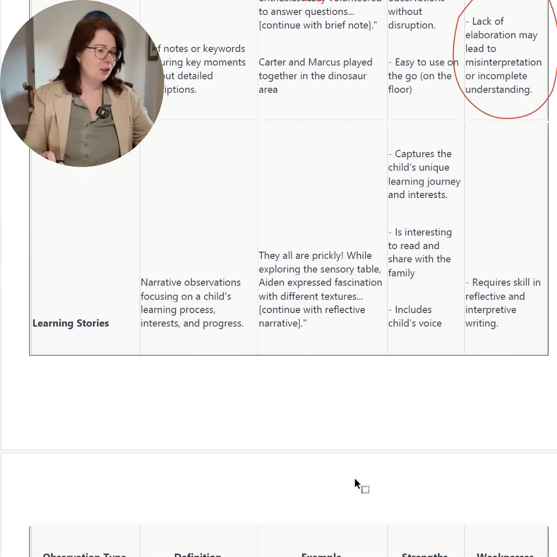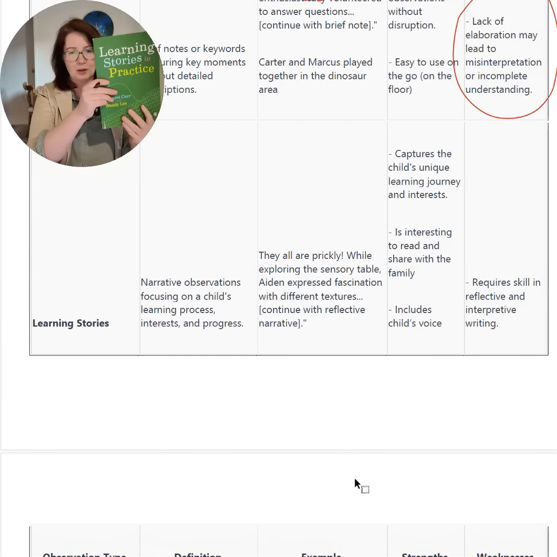Next type is learning stories. I talked about learning stories.